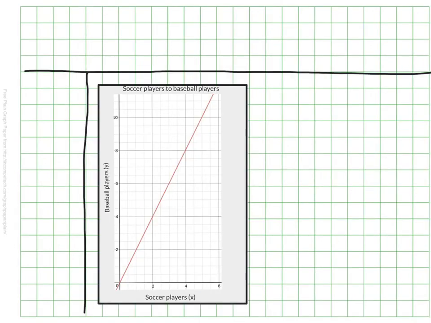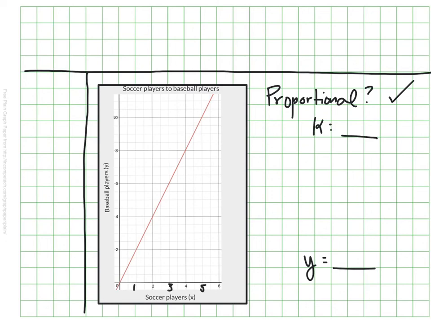I'll leave you here with one for you to do on your own, and it is a graph depicting the connection between soccer players and baseball players. And looking at it, it is clearly proportional. The question you have to find is what the K value is, and then go ahead and write the equation that would match this. And you can use the graph, and let me just mark here that this is 1, 3, and 5, since I left those off on here. And you can mark some points on the graph if that would help.